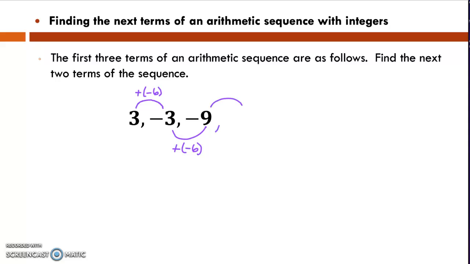Now, how do I get to my next term? From negative 9, I need to add negative 6, so I will get negative 15. And then, from negative 15, I need to add negative 6 again to get my next term. That's my fifth term, and I will get negative 21. So there you go, finding the next terms of an arithmetic sequence with integers.